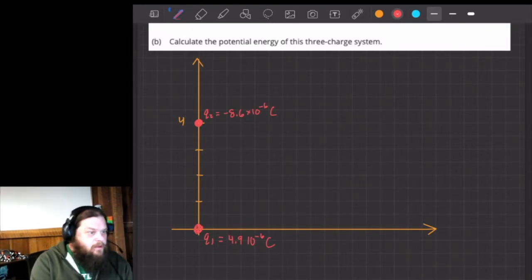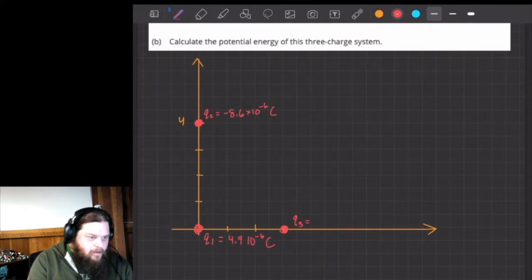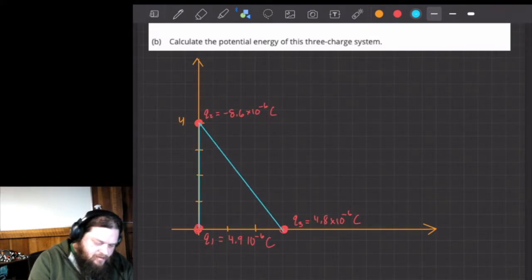And looking at Q3, it'll be about right there. And that's going to be equal to 4.8 times 10 to the negative 6 coulombs. So we can draw lines between these now, connecting up our system.